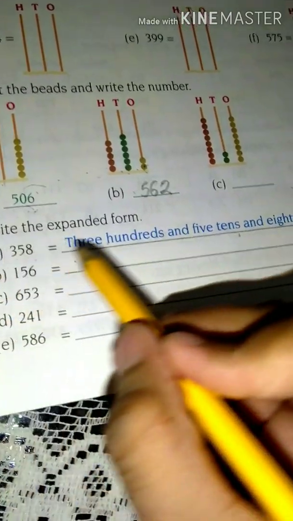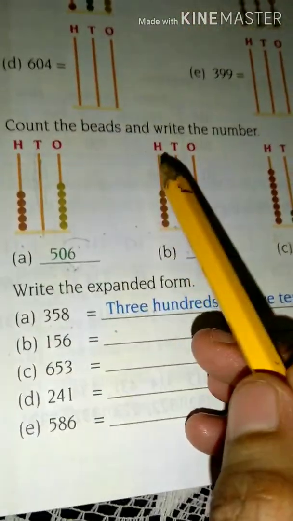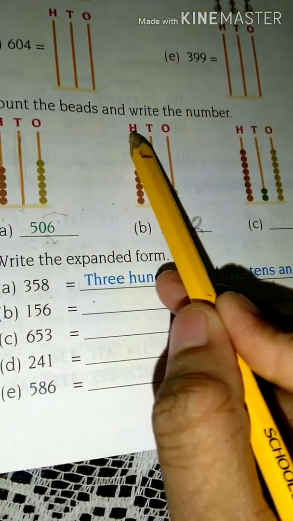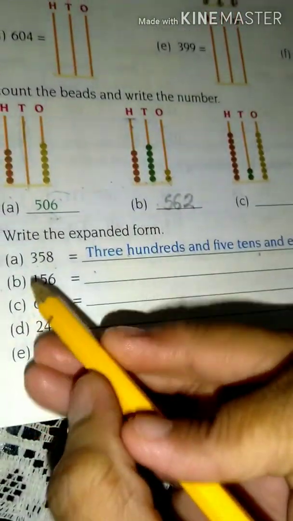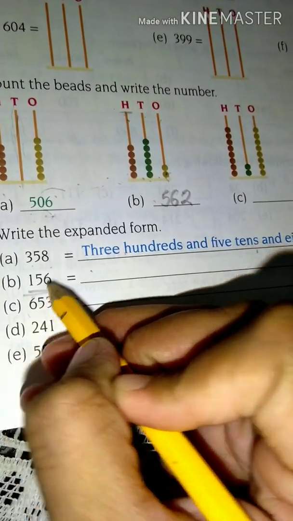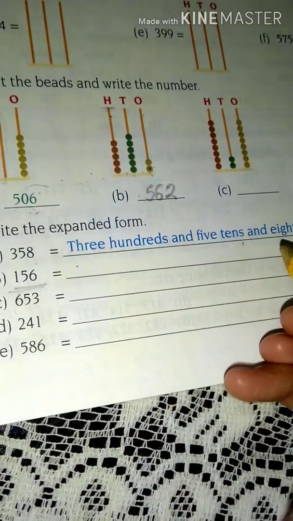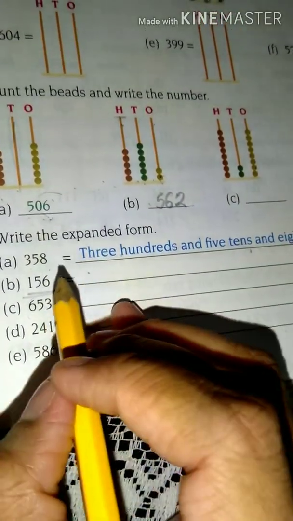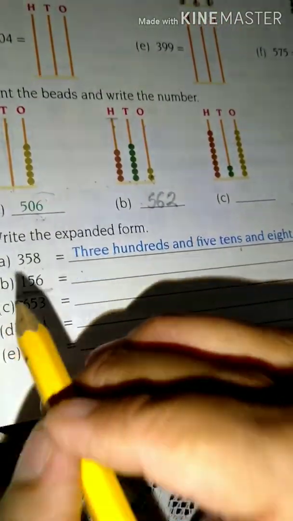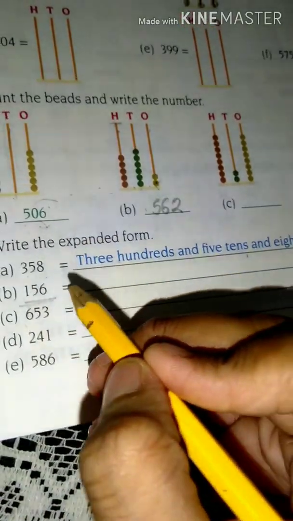Now when you're expanding it, understand, first hundreds is written, then tens, then ones. The same way we are pronouncing the number, the same way we'll write it also. This rule is applicable only at the time you are writing or expanding the number.